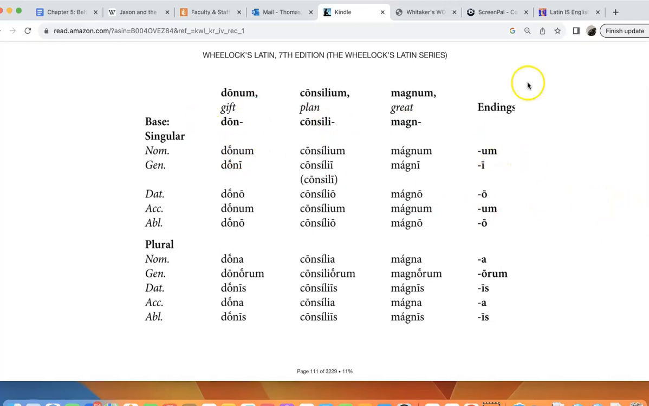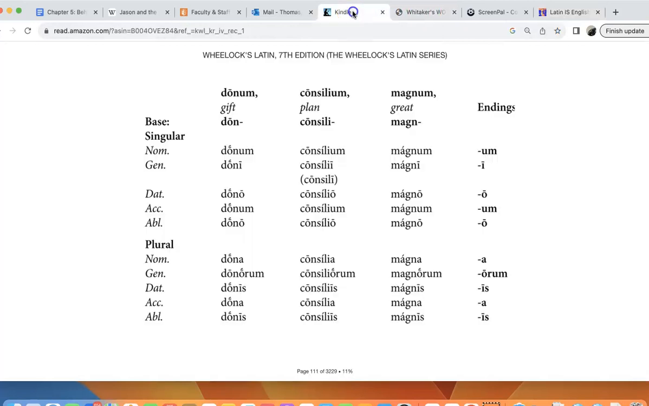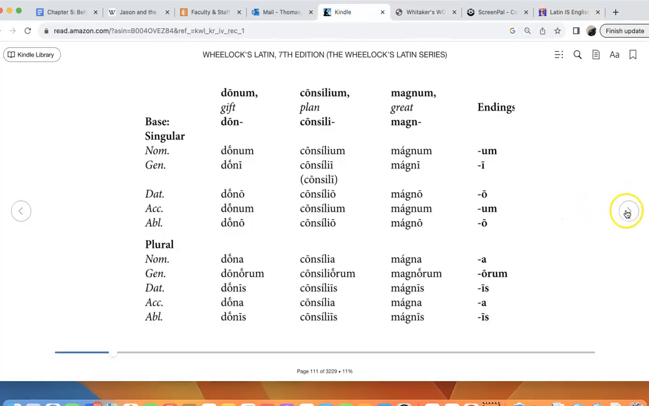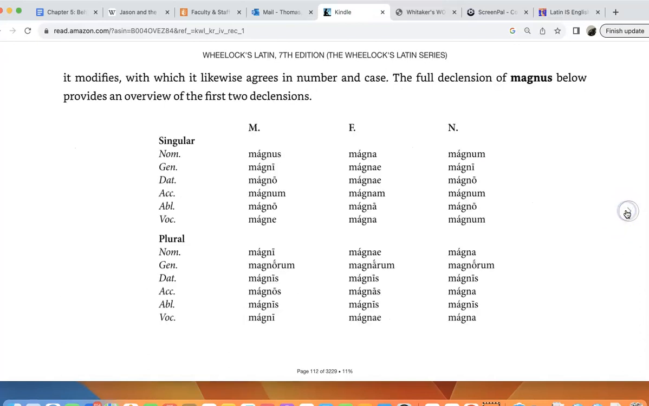So here we have our endings. Going back again, this is just so important to learn: -us, -i, -o, -um, -o, -e, -i, -orum, -is, -os, -is, and so on. And with continued practice, it'll get easier and easier. So again, please read through this.